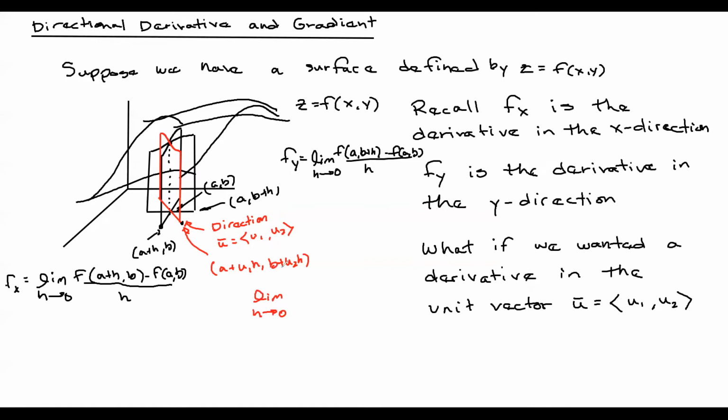So it makes sense to take this point and plug it into the function. So we're going to have f of (a plus u1h, b plus u2h) minus f of (a, b), all over h. And so that is going to be the slope that we end up getting in the u1, u2 direction. So we're going to call that the derivative in the u direction of f. And so this is our limit definition for a derivative in any direction, a directional derivative.